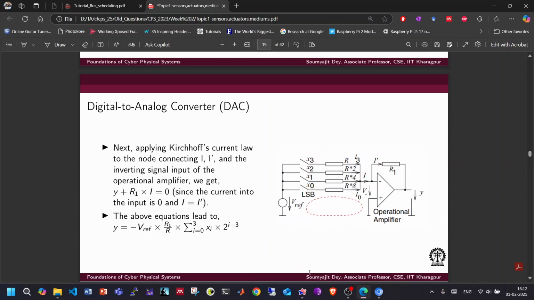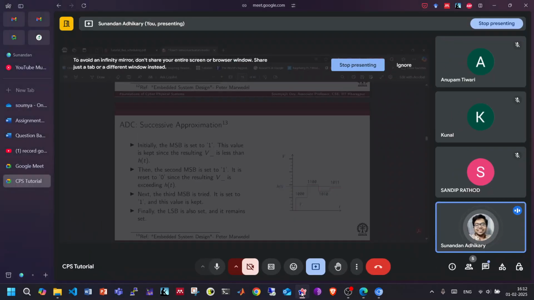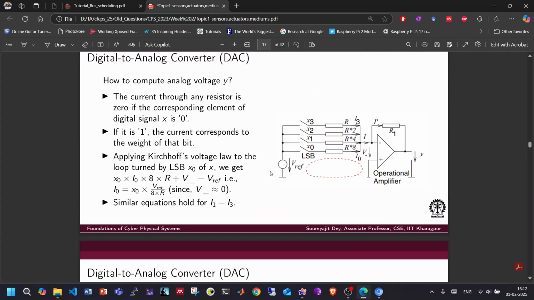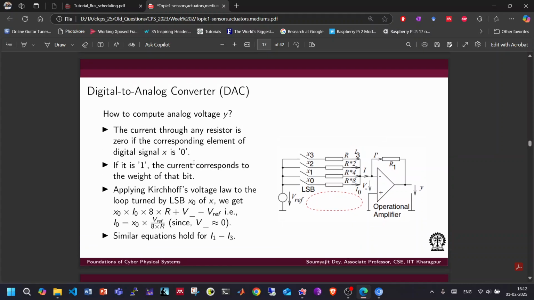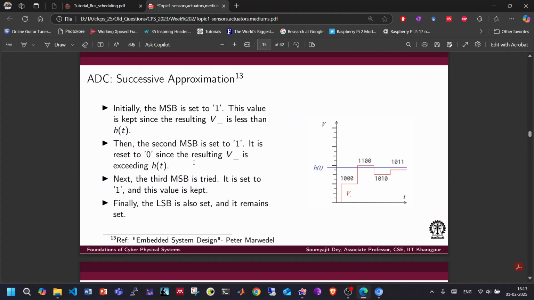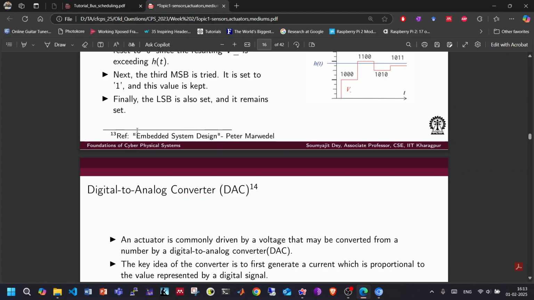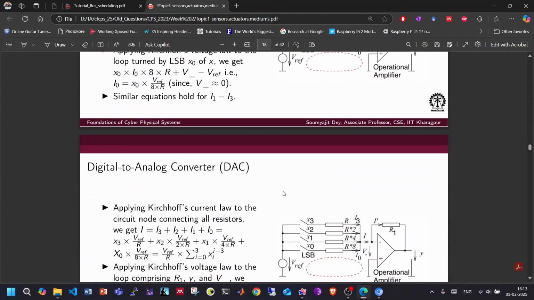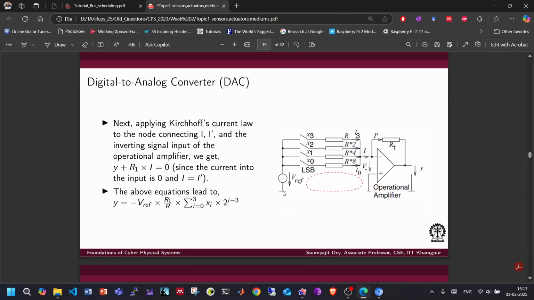So I am considering that you understand this very well. A similar problem can be given for ADC as well. If possible, try to read about this from this book. These concepts are taken from this book only. I mean the slides, this part of the slides, are made from this book.